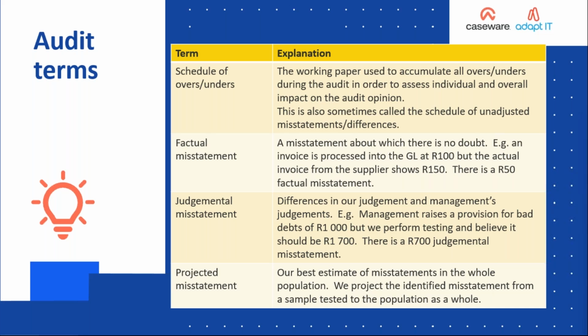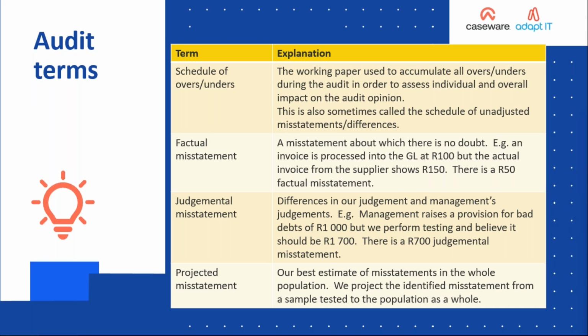Now, the last type of misstatement is the projected misstatement. This is our best estimate of misstatements in the whole population. We project the identified misstatements from a sample tested to the population as a whole.